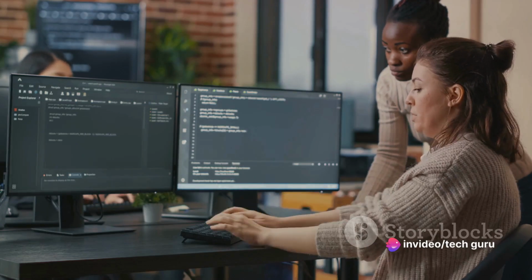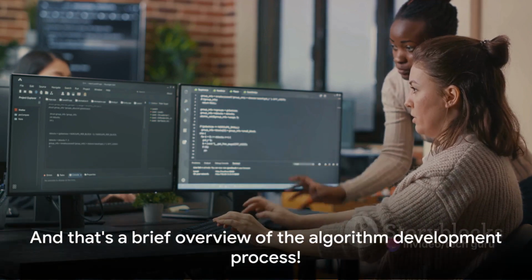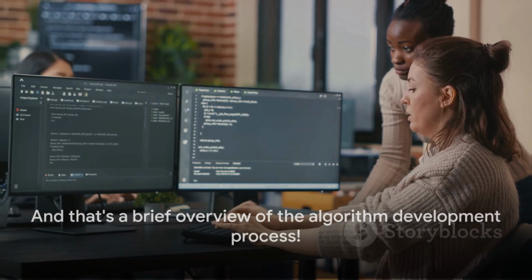But remember, the development of an algorithm doesn't truly end here. As we gain more knowledge and experience, we might find ways to improve our algorithm, making it more efficient or adaptable. And that's a brief overview of the algorithm development process.